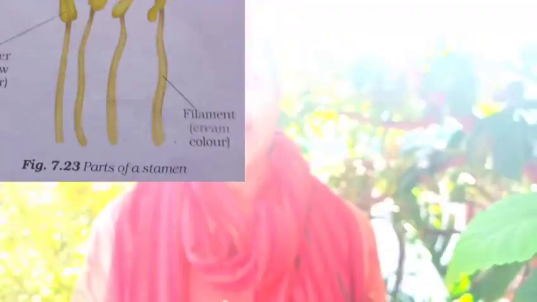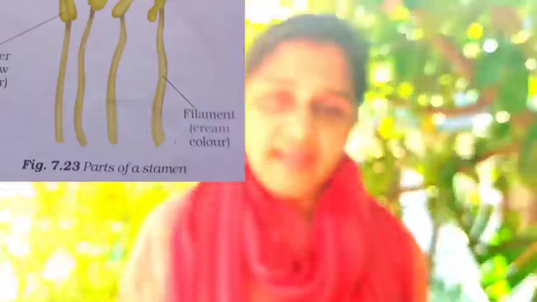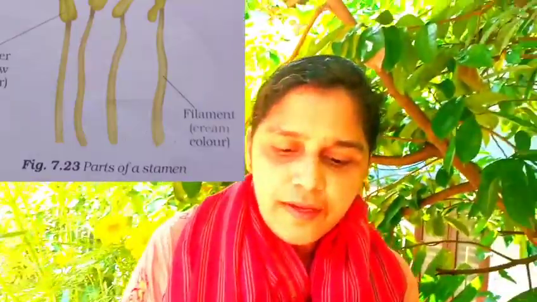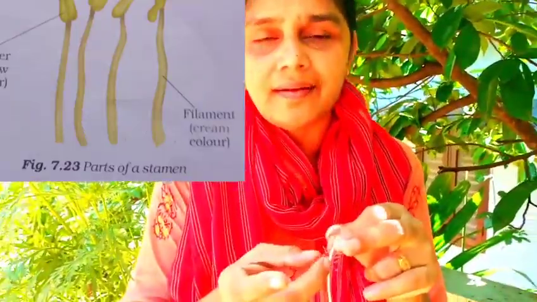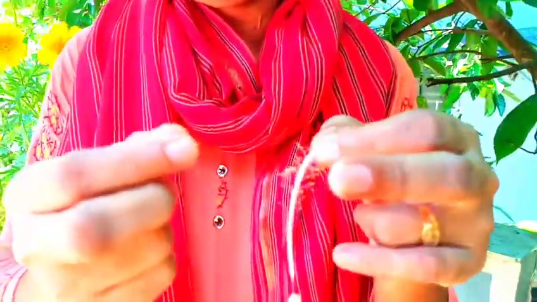Okay, children, there are two main parts in a stamen. One is filament, and the other one is anther. So, anther and filament are the two main parts of stamen. So, that is the main part of a flower. Upon the anther you can find a yellow powdered like structure. It is called pollen grains.